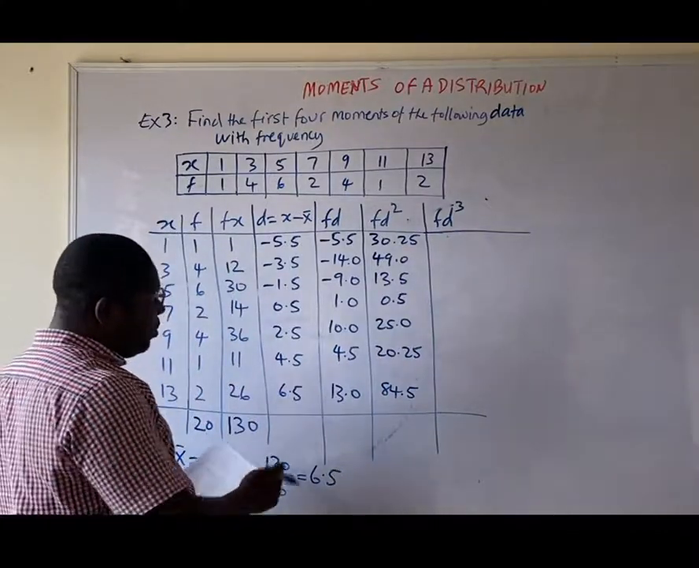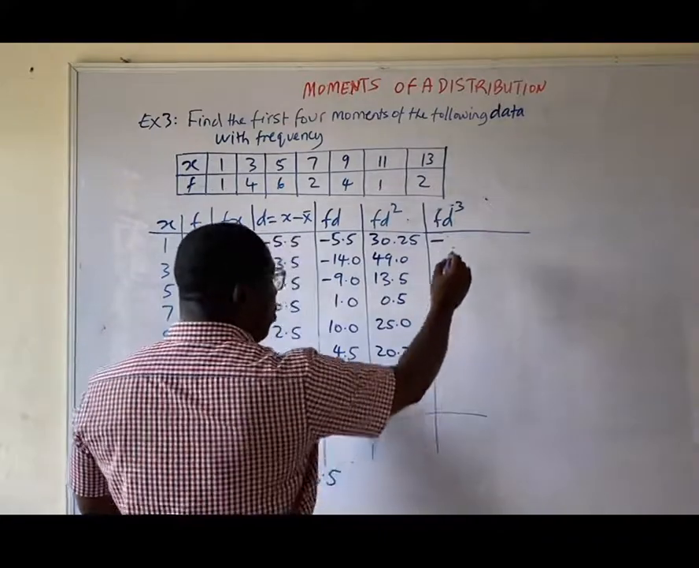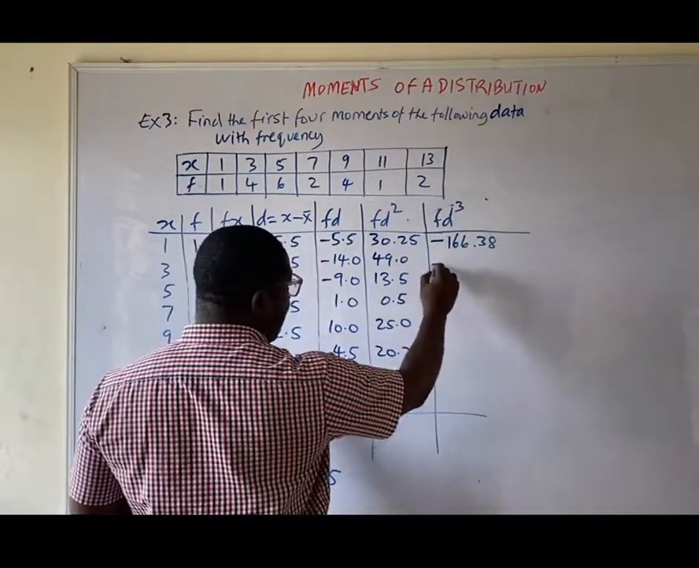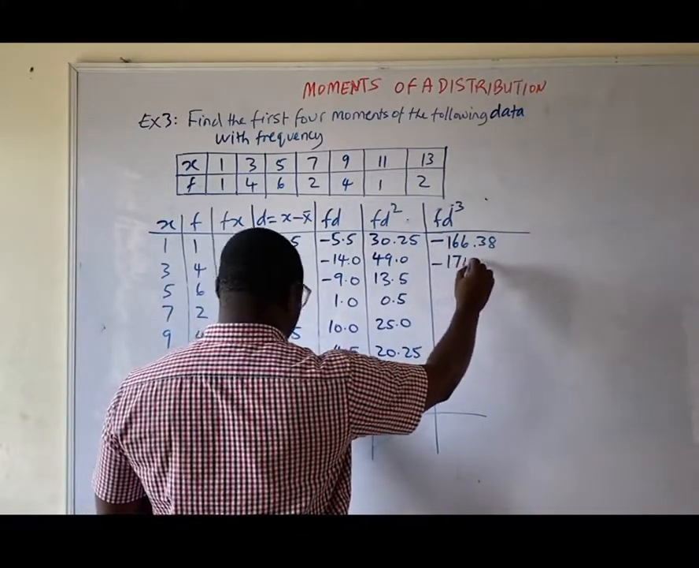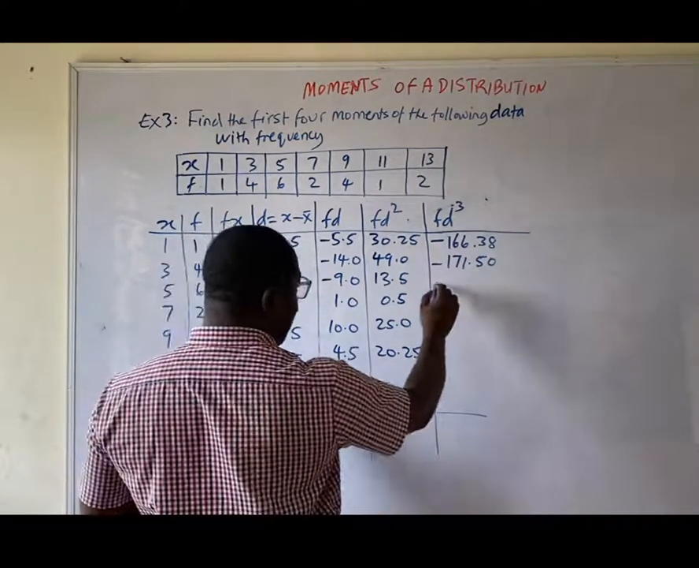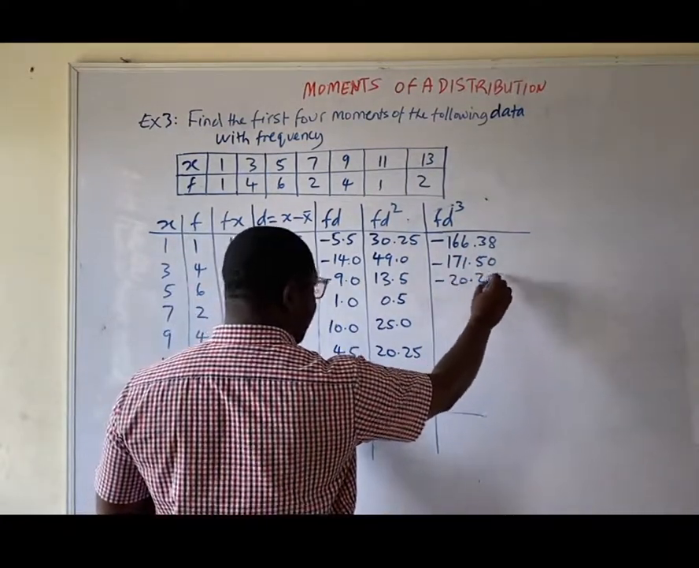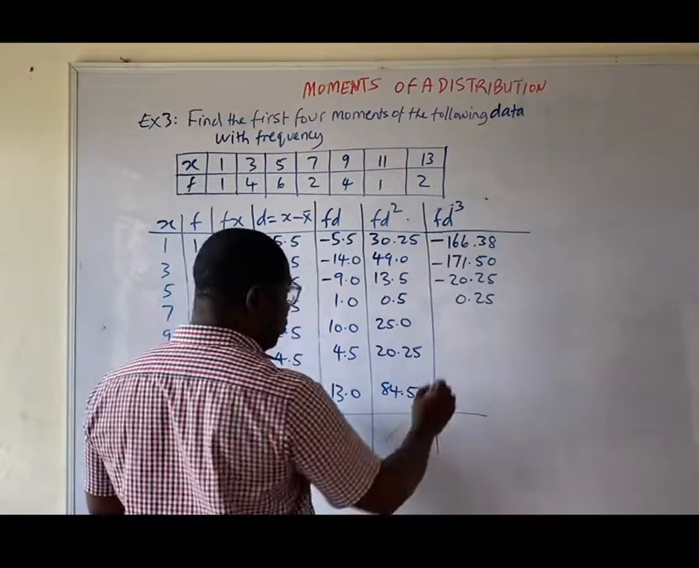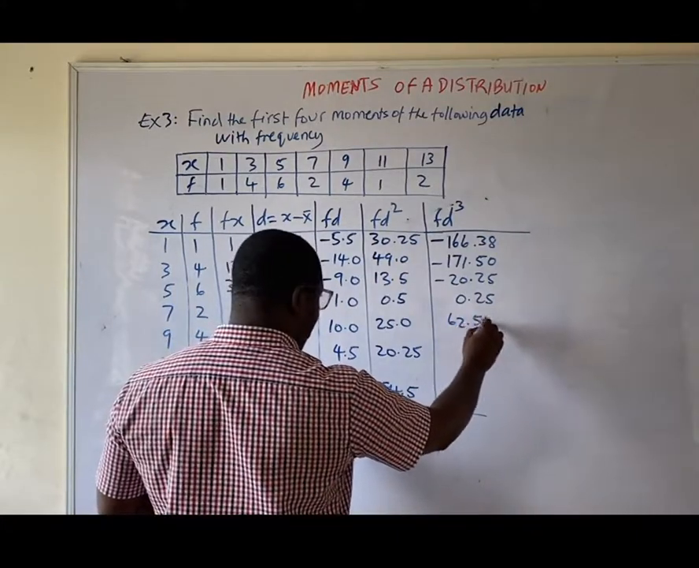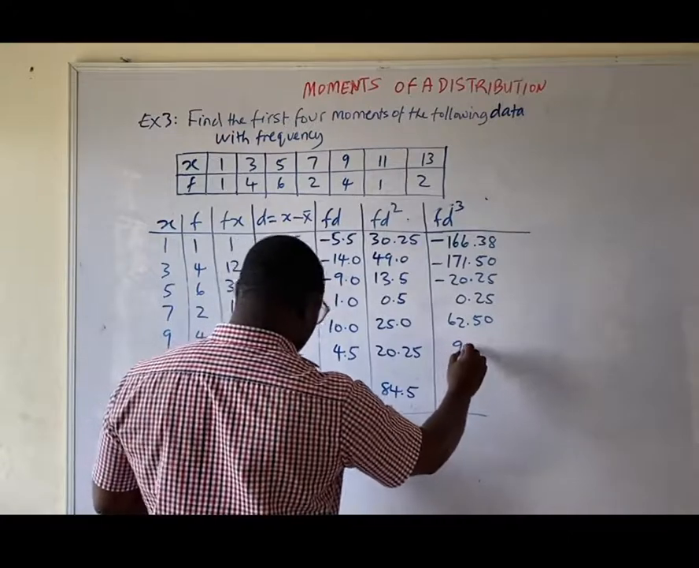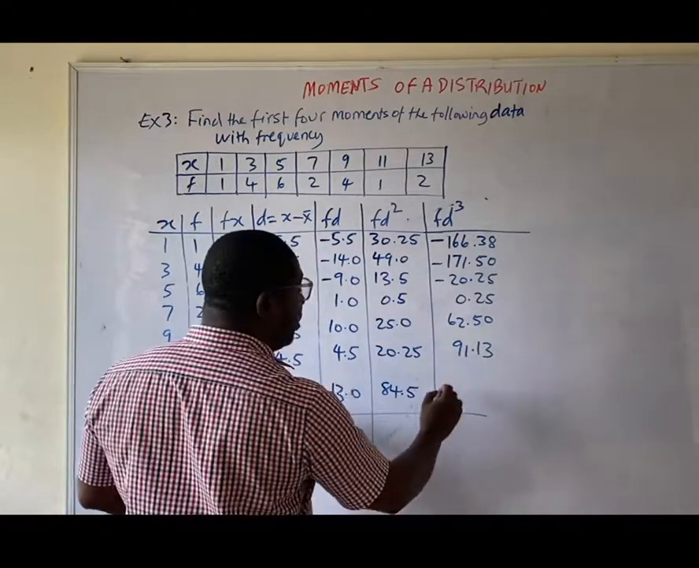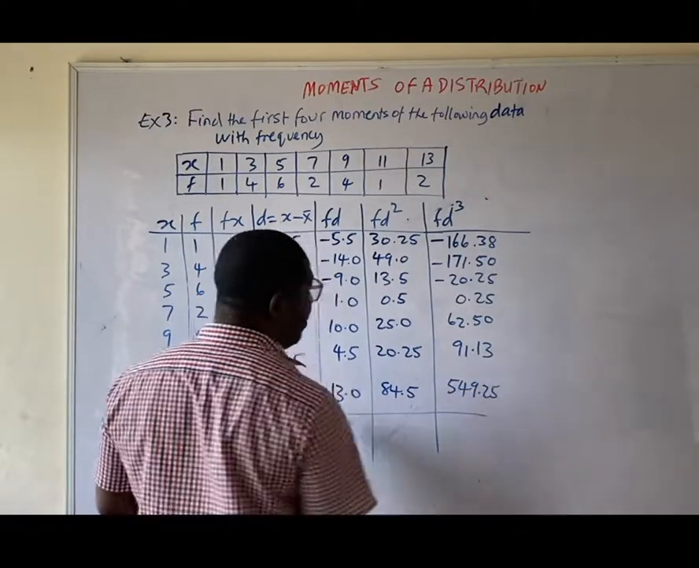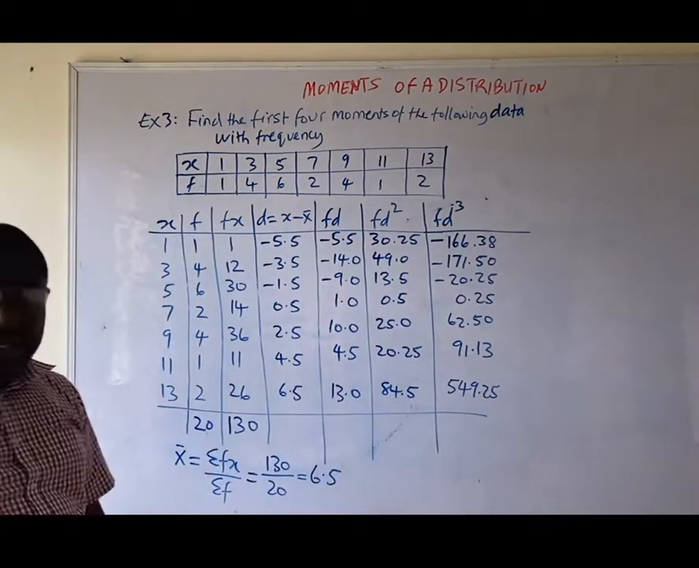And then what we're going to have will be, the first one will be minus 166.38. The next one will be minus 171.50. The next one will be minus 20.25. The next one will be 0.25. The next one will be 62.50. The next one will be 91.13. The last one will be 549.25. That's our third degree deviation.